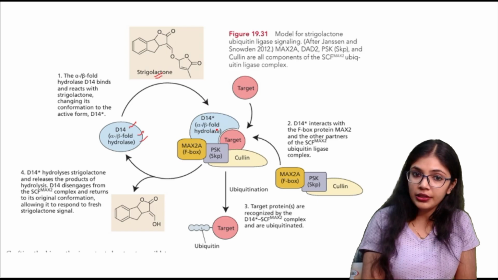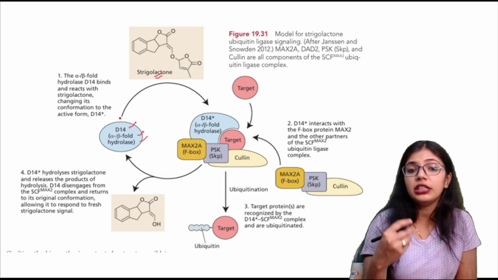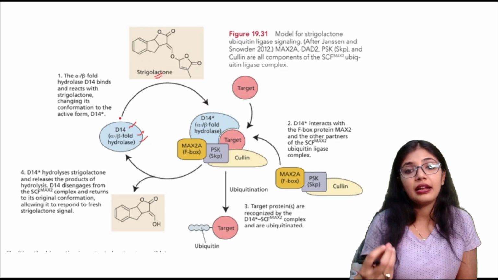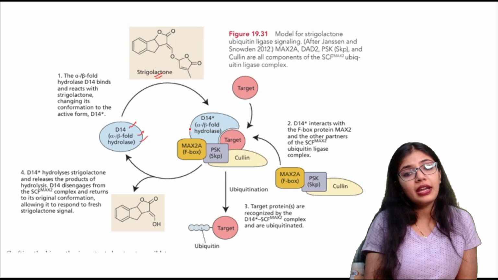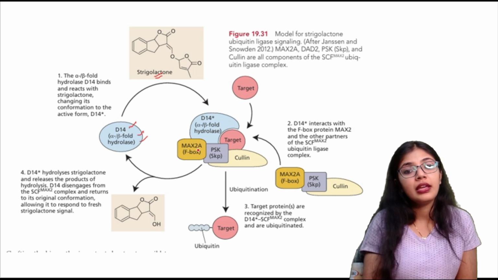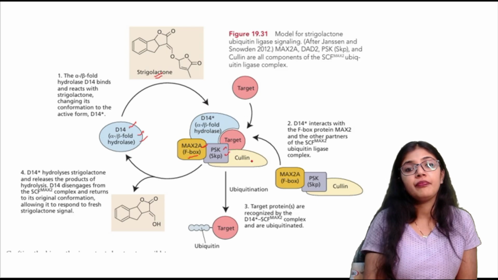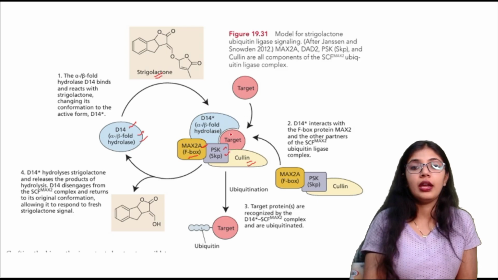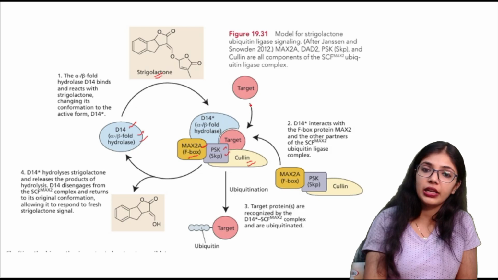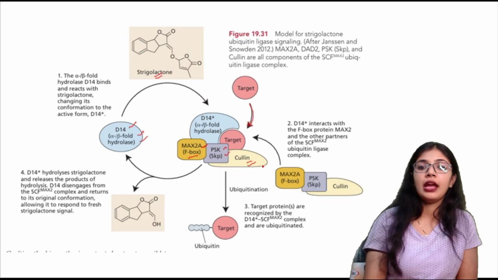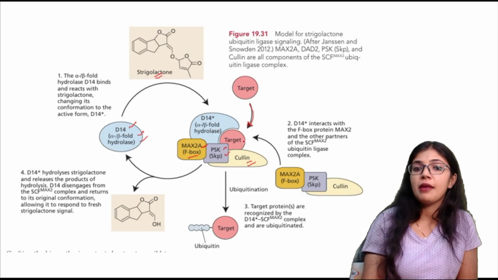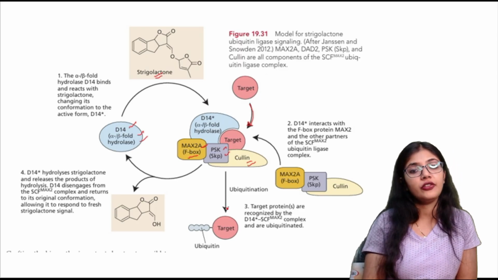After its activation, it gets hydrolyzed, and after the hydrolysis it comes and binds with MAX2A, which is an F box, in conjugation with SKP and Cullin. Now it recruits the target protein, and it is being degraded. The protein which was inhibiting is being degraded.